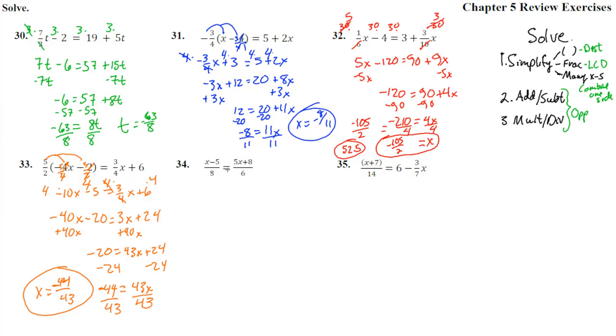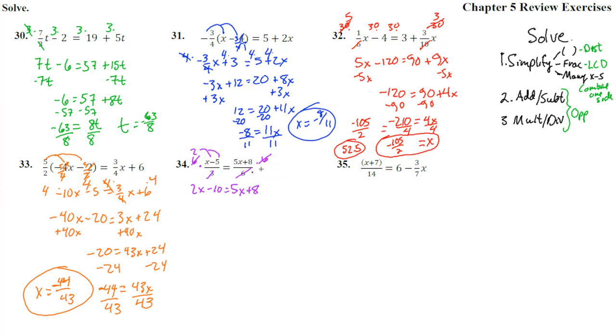Ooh, what is the least common denominator? We don't have parentheses, but we do have fractions. We can times by 6 on both sides. Now on this side, the 6 just cancels. On this side, it leaves a 2 that times the top. So we get 2x minus 10 equals 5x plus 8.